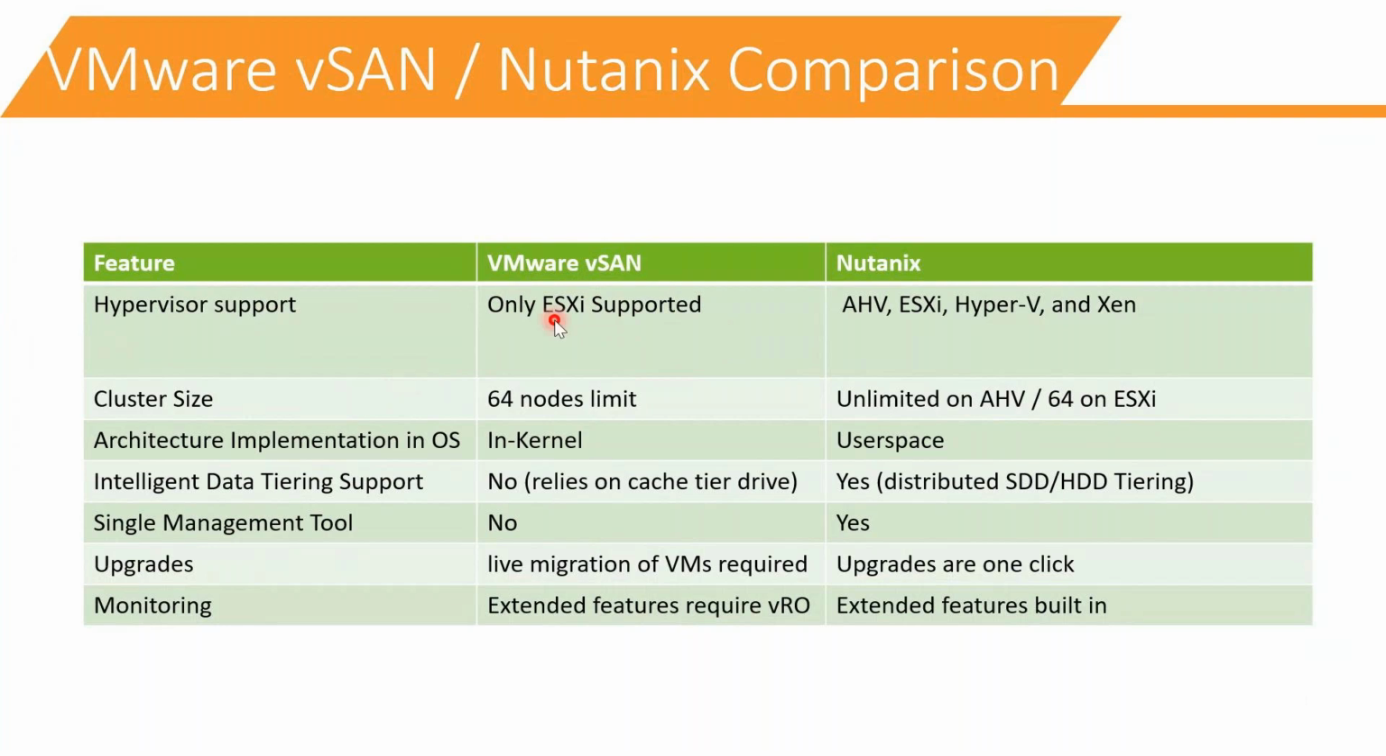Okay, and hardware, it majorly supports most of the hardware sales. VMware does not have their own hardware; they support all the hardware, so that's not an issue. And the cluster size, if you see, maximum you can have 64 nodes in VMware vSAN. But in Nutanix, it is unlimited for AHV hypervisor and the same 64 on ESXi.